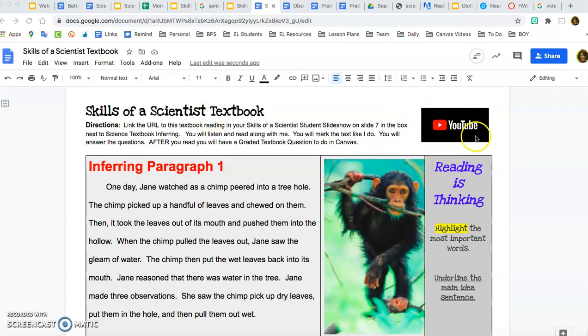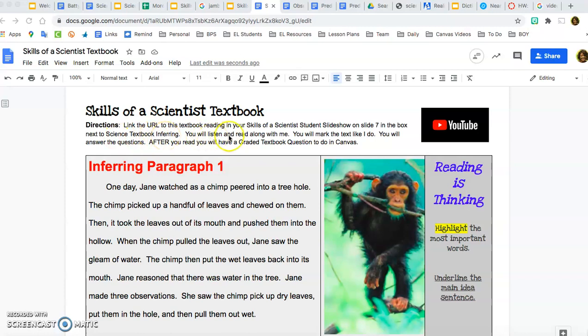By now you have clicked on the YouTube button here to listen and read along with me. But first, let's look at the directions. It says link the URL to this textbook reading in your Skills of a Scientist slideshow. This is the URL that you'll need to copy and paste and put it in your Skills of a Scientist slideshow on slide 7 in the box next to science textbook inferring.